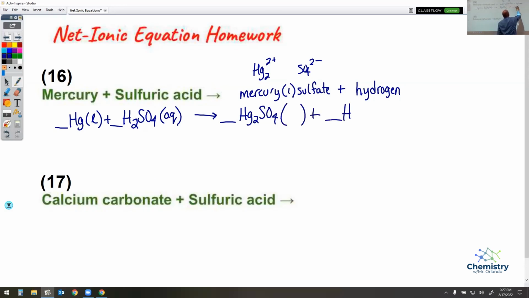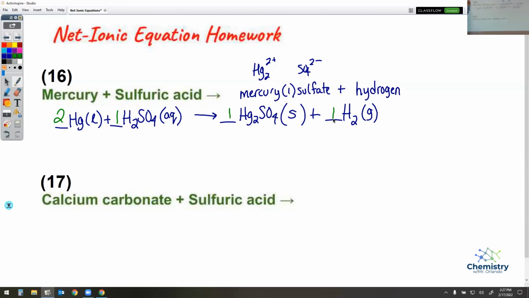Plus hydrogen. And again, hydrogen is a gas. Mercury is a liquid. Sulfuric acid is a strong acid, so we're going to break that up. And then finally, sulfates in general are soluble. However, mercury 1 is an exception, in which case we're going to write solid. Filling out the rest of this, we have 1 mercury, 2 mercuries, so we're going to put a 2 in front, 2 H's, 2 H's, 1 sulfate, 1 sulfate. So the remaining coefficients will all be 1.